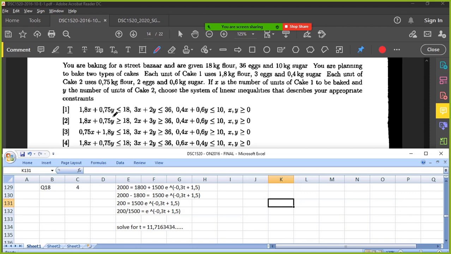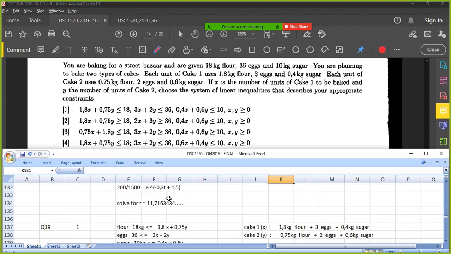Now look at the eggs. It's 3 eggs and 2 eggs. So 3 eggs plus 2, so it could be 1 and 4 again. And then the last one, sugar, you'll get the right answer. Sugar, 10 kilograms. Sorry, it's 0.4 and 0.6. So which one's right? 1. Yes, should be correct.